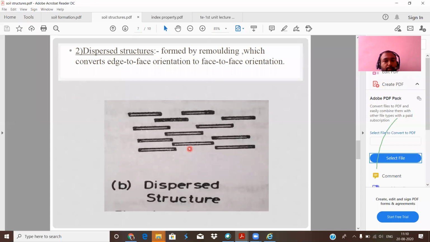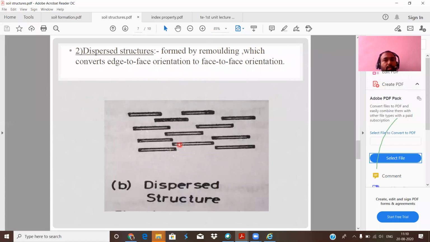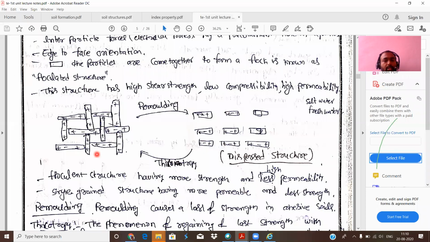Next one, dispersed structure. This is called the dispersed structure. The flocculated structure changes into this dispersed structure. This is the flocculated structure, and it changes into this structure. So if the particles are arranged in this way, then it is known as dispersed structure.